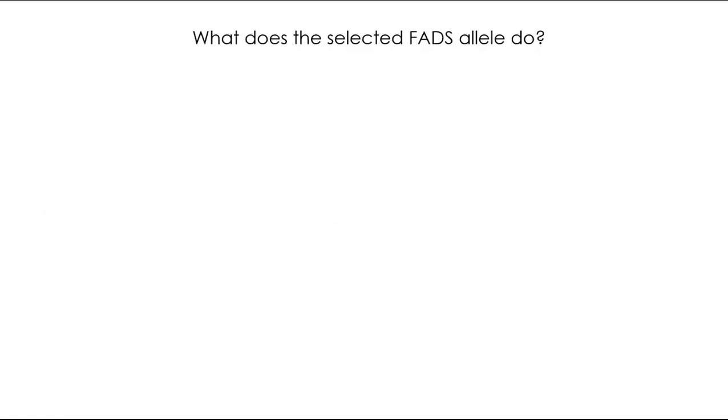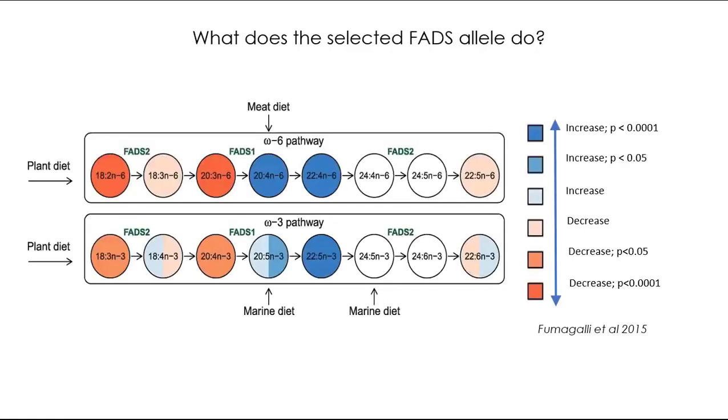So what does this gene actually do? Well, it turns out that we know what it does. Each bubble here is a particular fatty acid. On the right hand side here, you have long chain fatty acids.